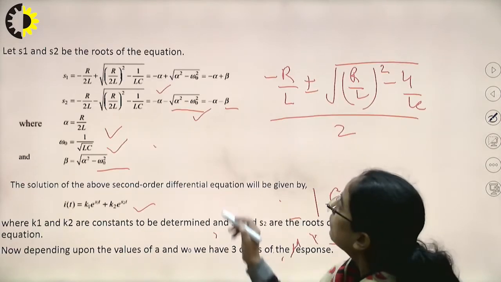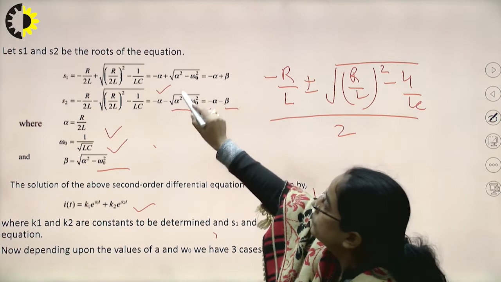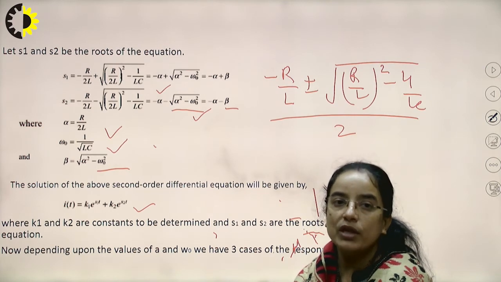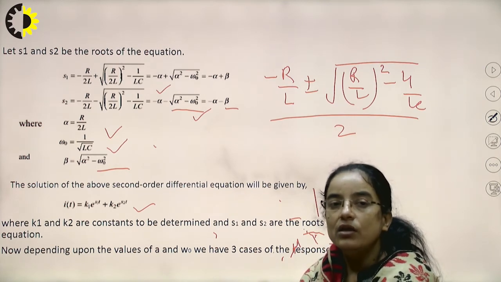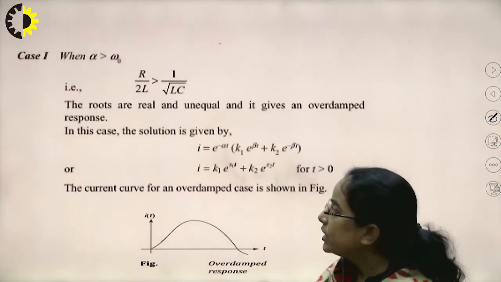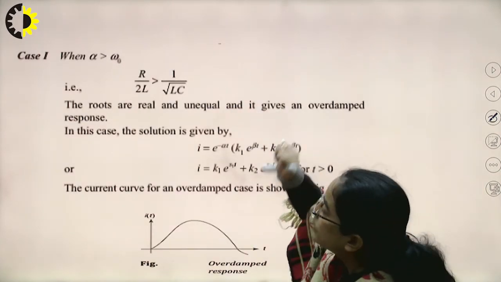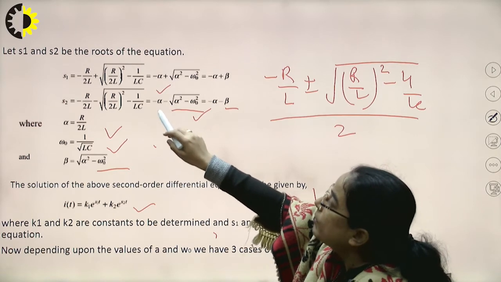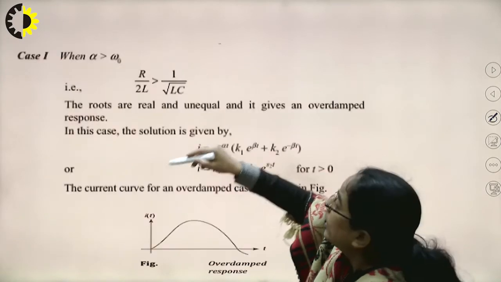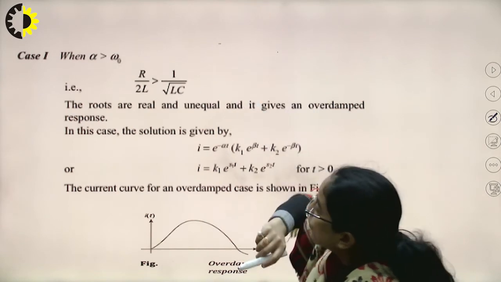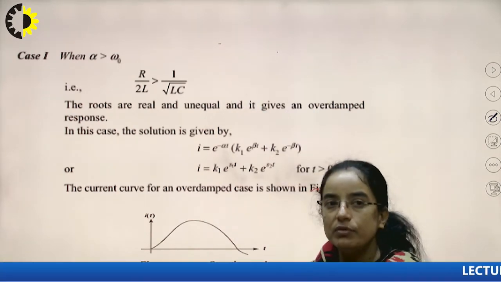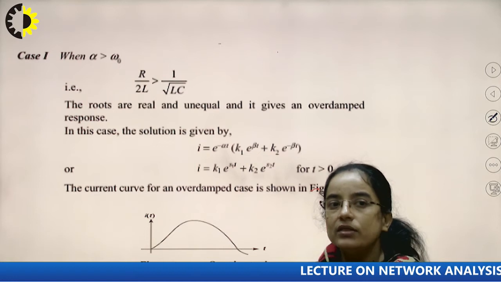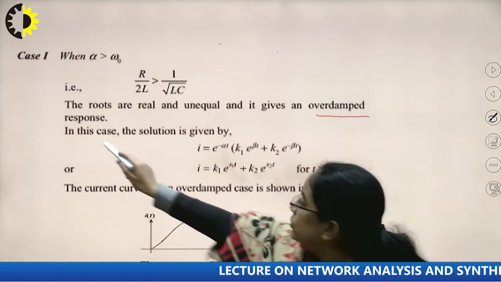The first is when alpha is greater than omega naught, the second is when alpha is equal to omega naught, and the third is when alpha is less than omega naught. The first case is when alpha is greater than omega naught, that means R by 2L is greater than 1 by root LC. In this case there will be two real and unequal roots, two real and distinct roots, and this condition is known as overdamping. So this is the overdamped response.